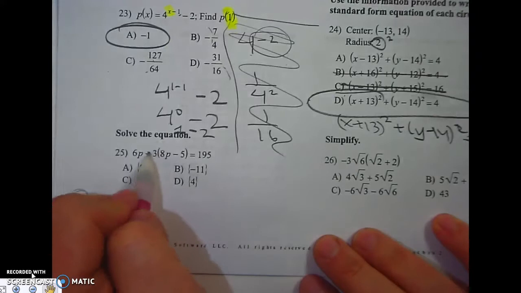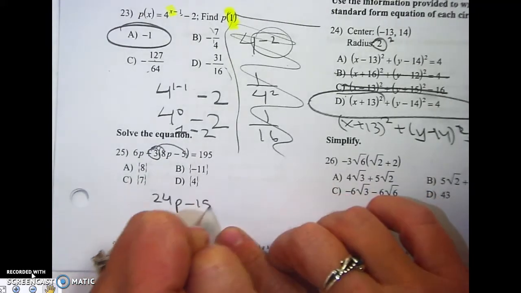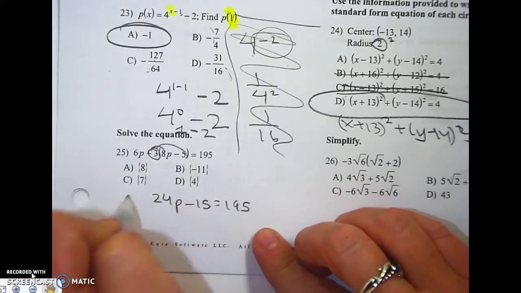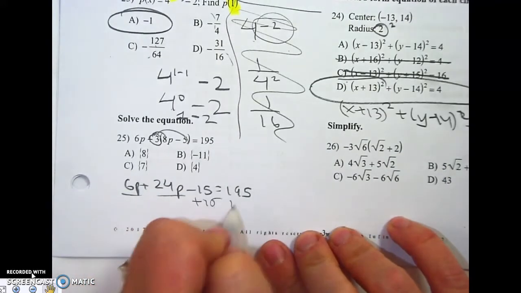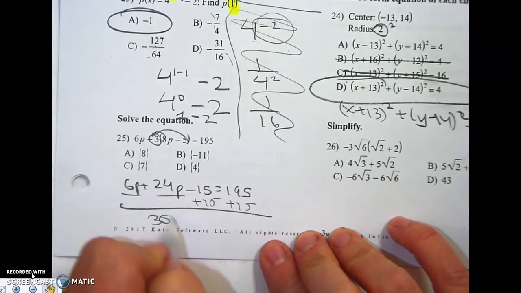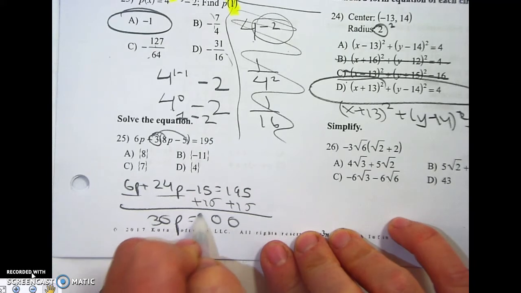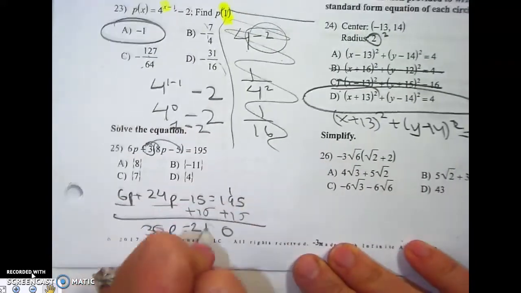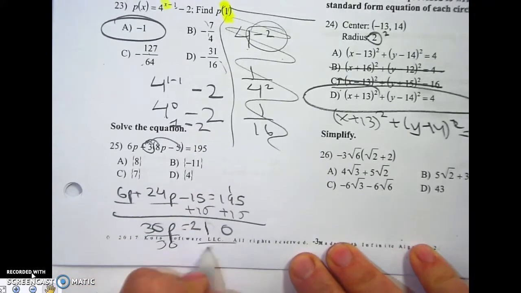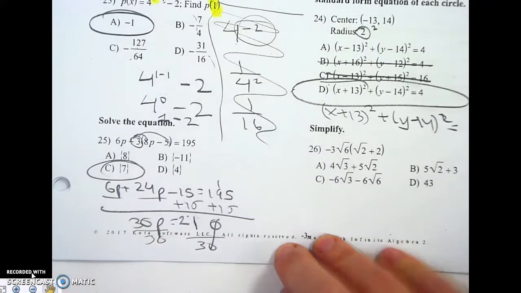This one is solving. Distribute, distribute. 24p minus 15 equals 195. Bring down the 6p, put those together, and add 15. 30p equals 210. Divide by 30. Zeros are gone, 21 divided by 3 is 7.